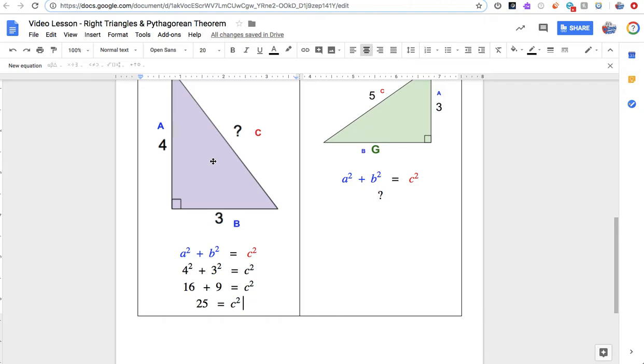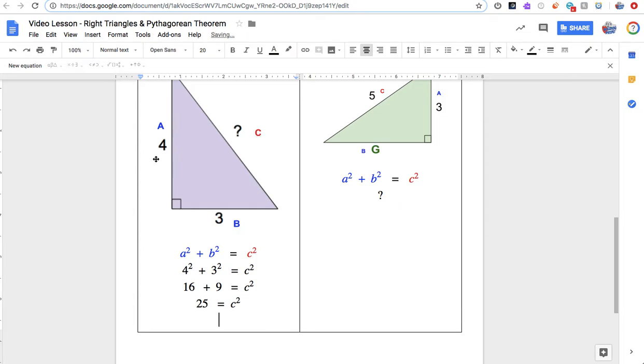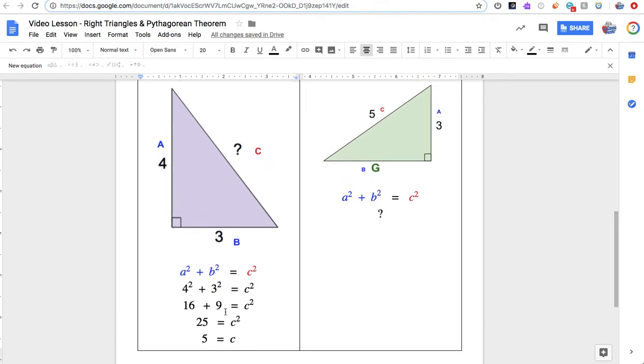Pause the video and figure out, if we know this now, c squared equals 25, what value does c have to take in this triangle? Welcome back. Hopefully you realize that c had to be equal to 5. Some of you would have solved that by what we call inspection. You said, what number squared is 25? And you realized 5 times 5 is what would give us 25.